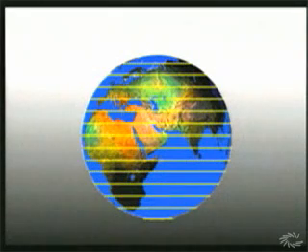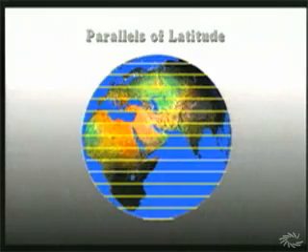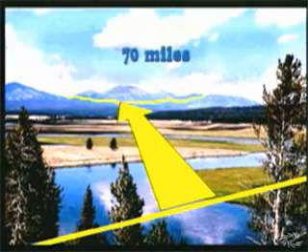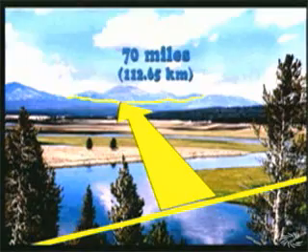The lines that run east and west are called parallels of latitude. In the real world, these imaginary lines are always the same distance from one another, about 70 miles, or roughly 113 kilometers. If you look down from the North Pole, you can see that parallels of latitude form circles, which are measured with a unit called the degree. Degrees are symbolized by a small circle.